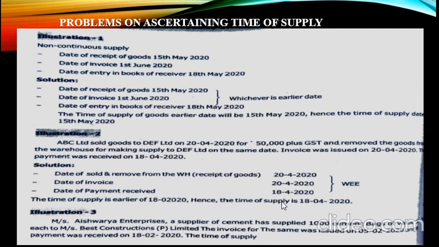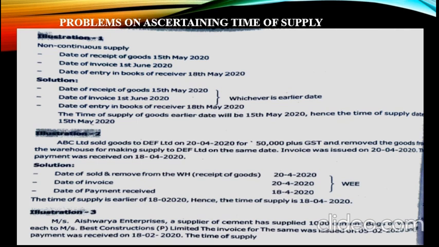So the next illustration is illustration 3. Aishwarya Enterprise, a supplier of cement, has supplied 1,000 cement bags at a value of 300 each to Best Construction Limited. The invoice for the same was issued on 5th February 2020 and payment was received on 18th February 2020. So find the time of supply.